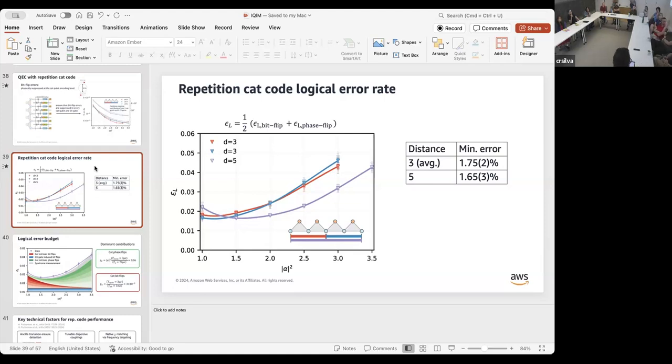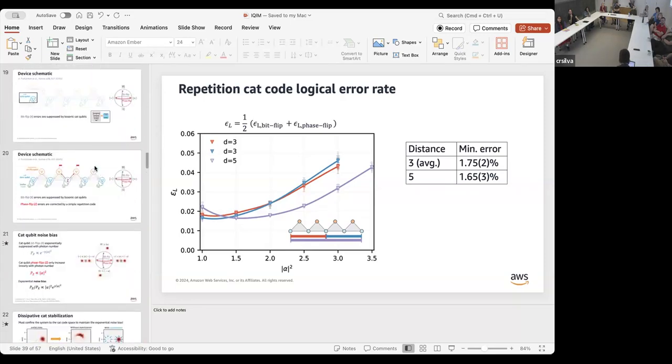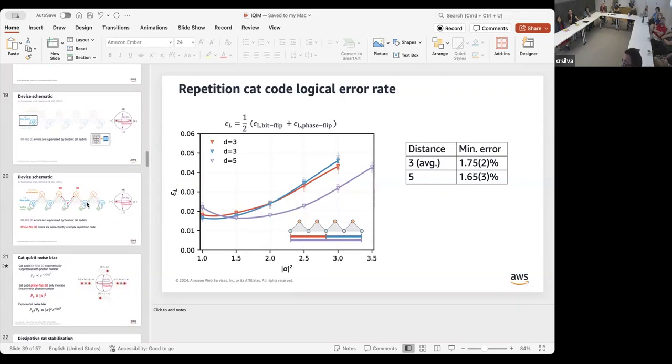Just ask another question. You showed this most recent data, your d equals 5 code. How many cat qubits did you have running concurrently there? Five cat qubits. And each of them has a 2-photon drive on it. That's right. Are you battling any heating issues in the fridge because of all the drives? Yeah, that's right.